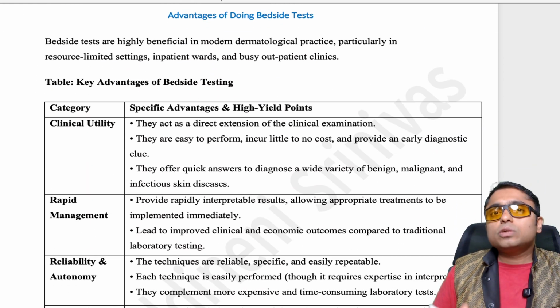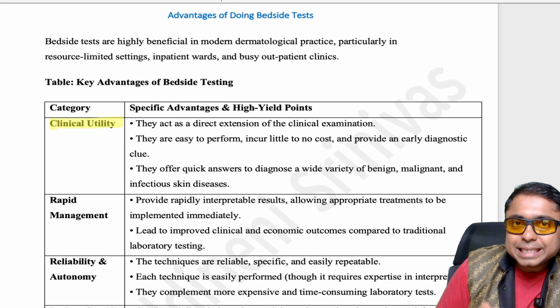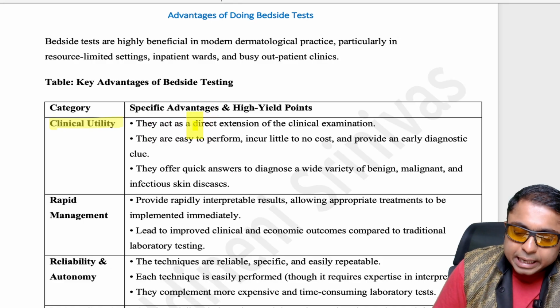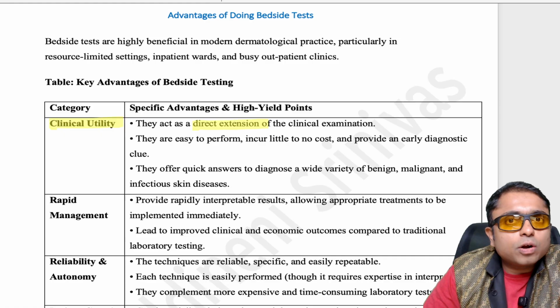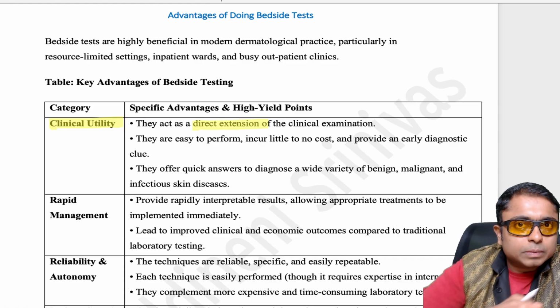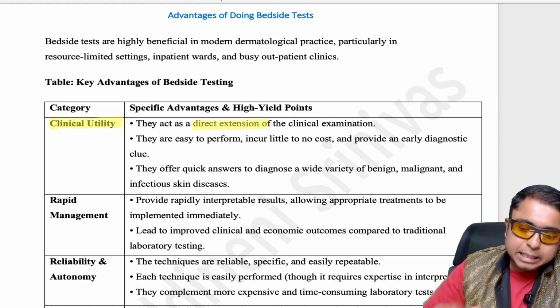So now we are going to see what are the advantages of this bedside test. The key advantages: the first one is clinical utility. They act as a direct extension of the clinical examination. While you are taking the history and glancing at the lesions present over the patient's body, you can perform these immediately as an extension of this clinical examination.